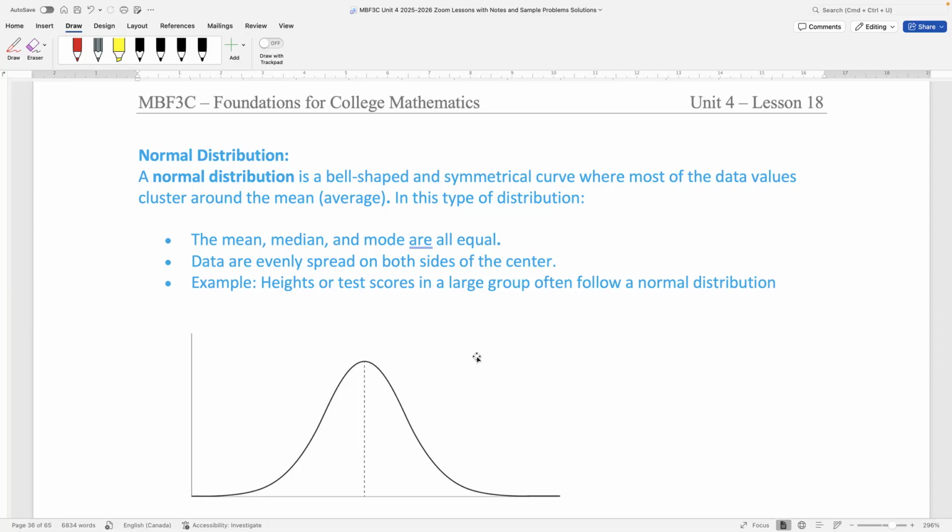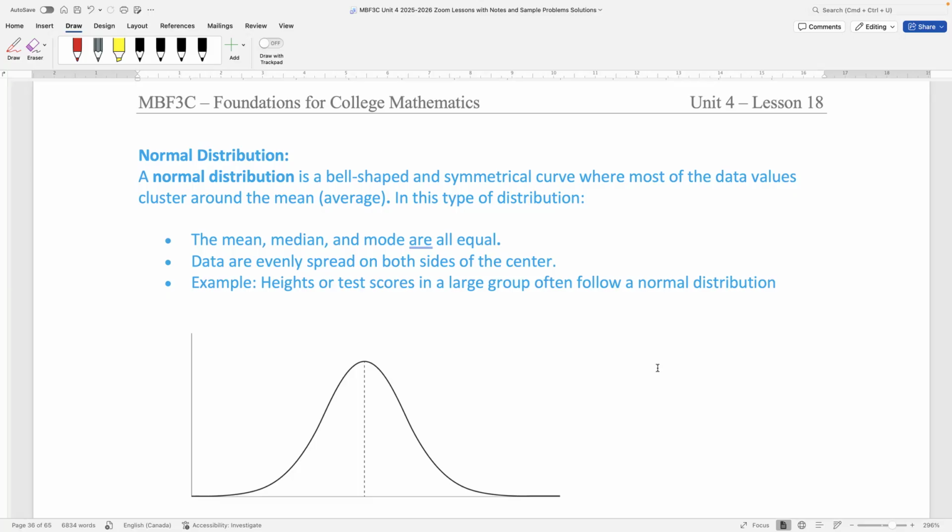Now, there are not a lot of examples where you're going to find them perfectly exact every single time. There might be a slight variation, but this is what a bell curve typically looks like. The data is evenly spread on both sides of the center. Symmetrical means that the line in the middle acts like a mirror, so they're the exact same shape, but mirror images of each other on each side of the line.